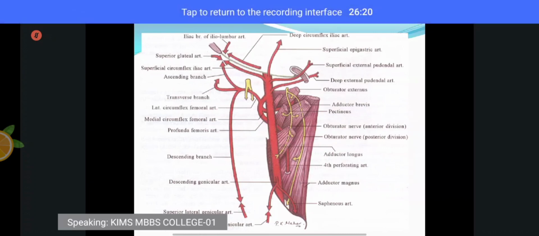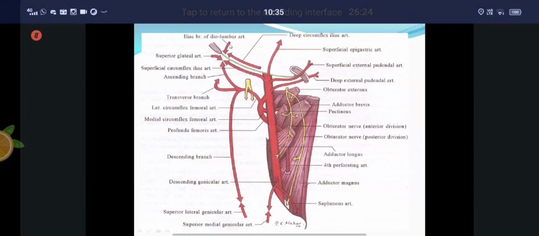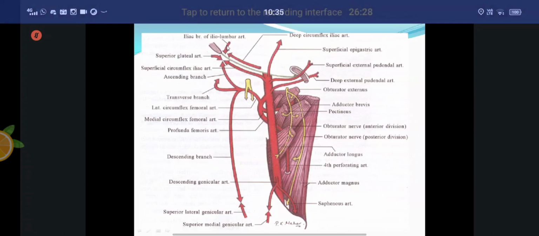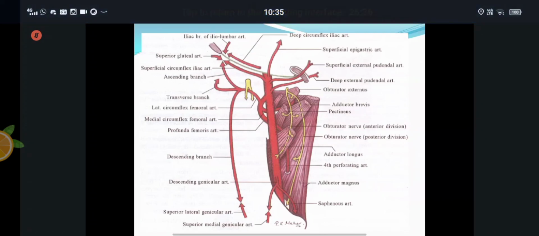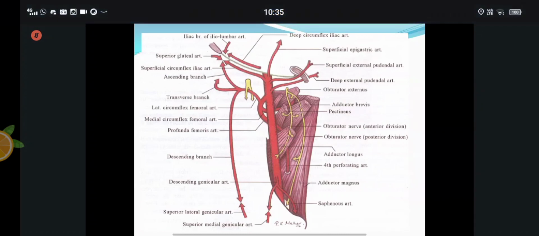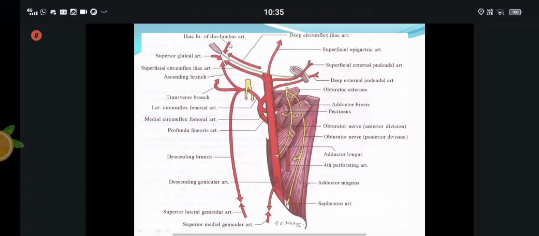Then what else? The branch from the iliolumbar artery. What is this iliolumbar artery? First I told you the common iliac artery will be dividing into external iliac and internal iliac. External iliac continues as femoral artery. So what is happening to the internal iliac? It is entering into the pelvis and it is giving a branch. What is that branch? One branch of the internal iliac artery is the iliolumbar artery.